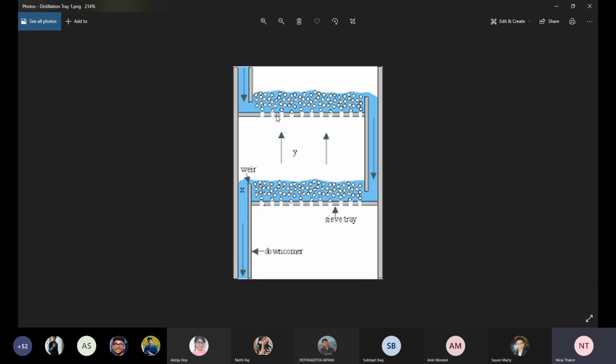Sir, vapor pressure restricting water molecules to come down. Yes, this is the correct answer. The pressure is maintained in such a way that the liquid cannot fall down, but the vapor can move up.